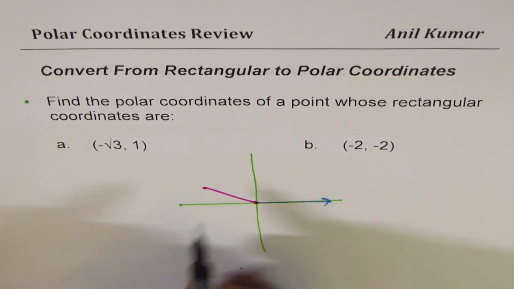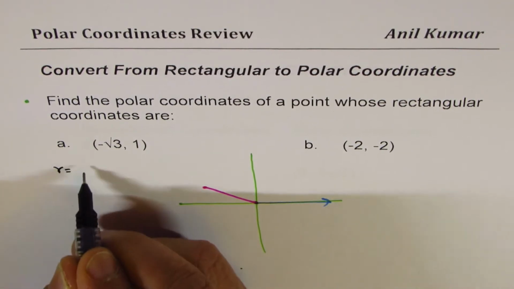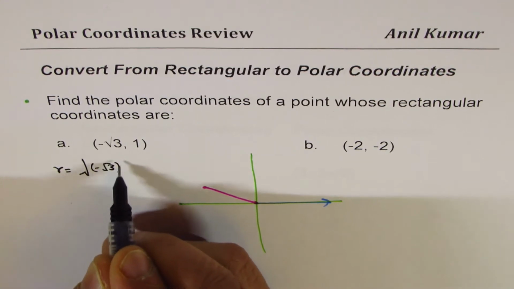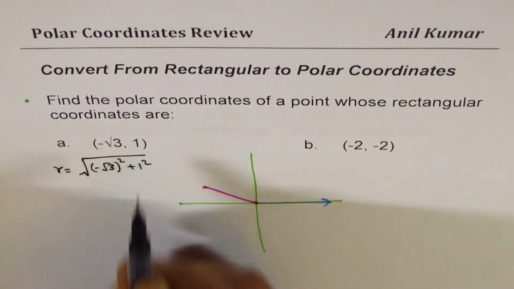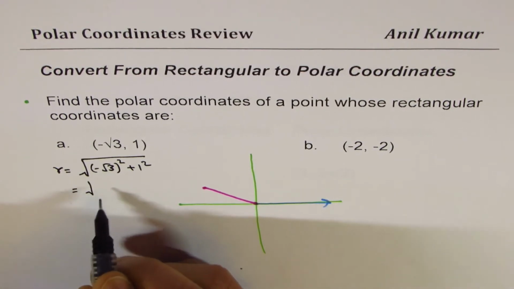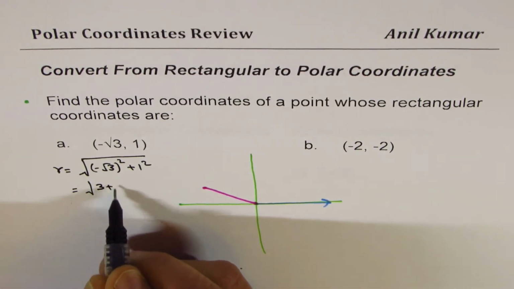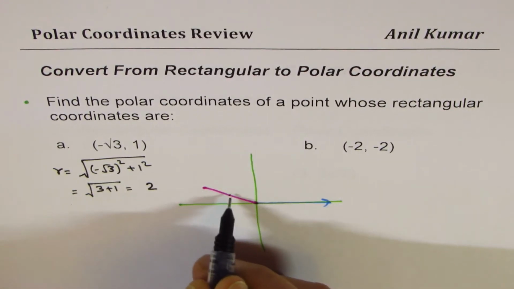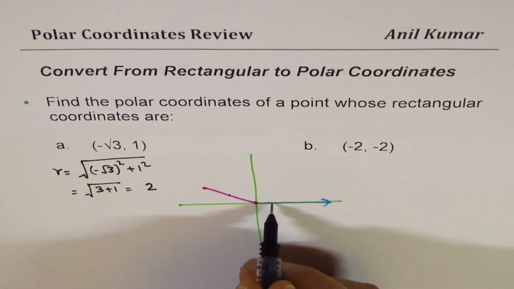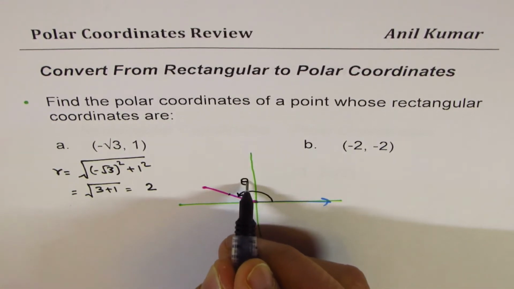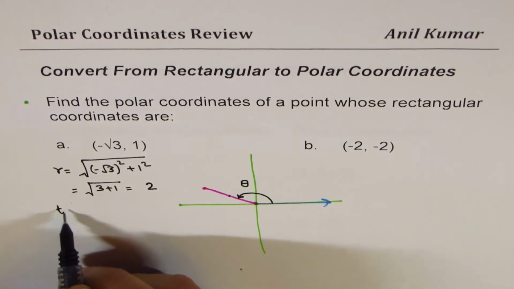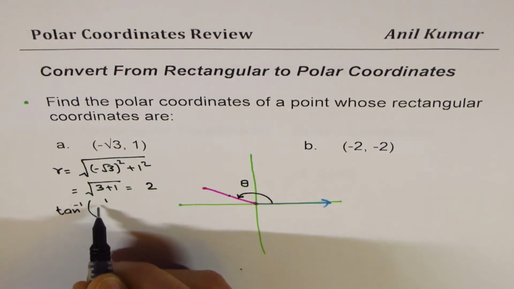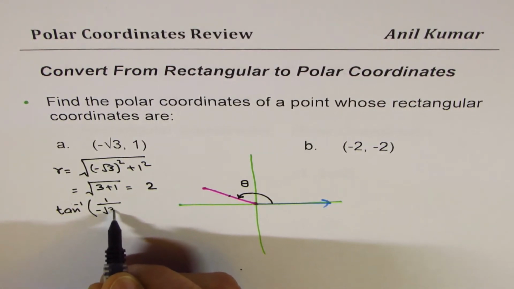The value of r can be easily found by taking the square root of x squared plus y squared. That means minus square root 3 squared plus 1 squared, which is the square root of 3 plus 1, the square root of 4, which is 2. So we know the magnitude r is 2 for us. Now, how do we find the angle theta? We could do tan inverse of y over x, which is 1 over minus square root 3.